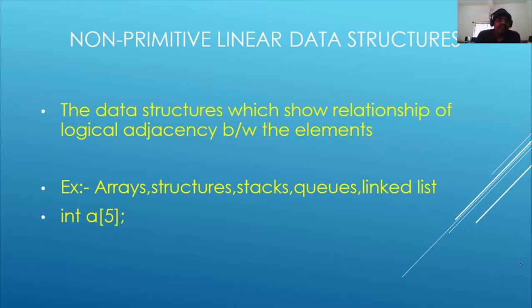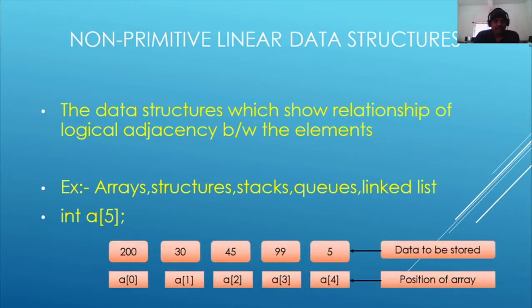Int a of 5. Here, a of 5 is an array. What is the name of the array? The name of the array is A. How many elements is it capable of holding? It is capable of holding 5 elements. And what type of elements is it capable of storing? It is capable of storing only integer values because it is an integer array. Is it right? Now, I'm able to see a picture here which will depict the different concepts.